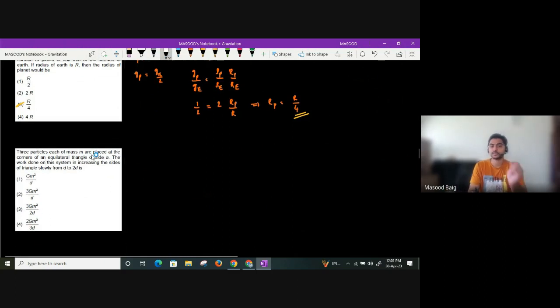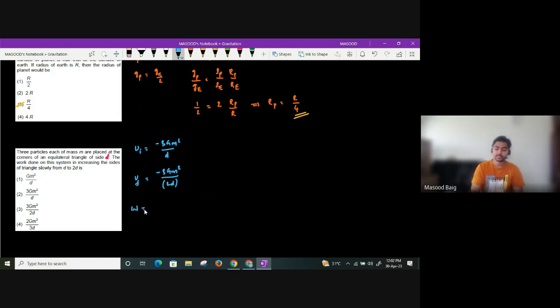3 particles, each of mass m, are placed at the corners of an equilateral triangle of side d. The work done on this system in increasing the sides slowly from d to 2d. Just now we have seen that whenever 3 masses are placed on the vertices of an equilateral triangle, the expression for potential energy is minus 3Gm square divided by d initially. Finally, what is going to happen? Minus 3Gm square divided by the separation now, which became 2d. So what is the work done?